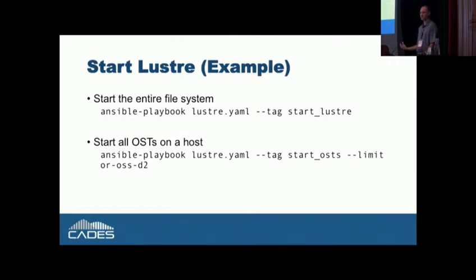So starting your entire file system would look something as simple as specifying tag start Lustre, start all OSTs on a single host, give it the start OSTs tag, and use the limit again to restrict those commands to a single host. So this just shows you snippets of all the plays and stuff that we're working on.